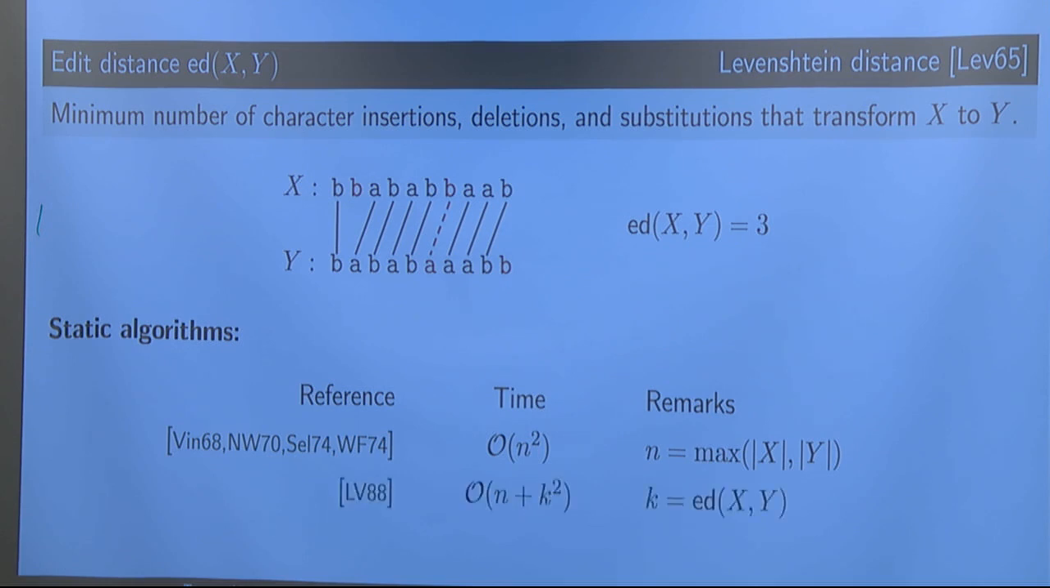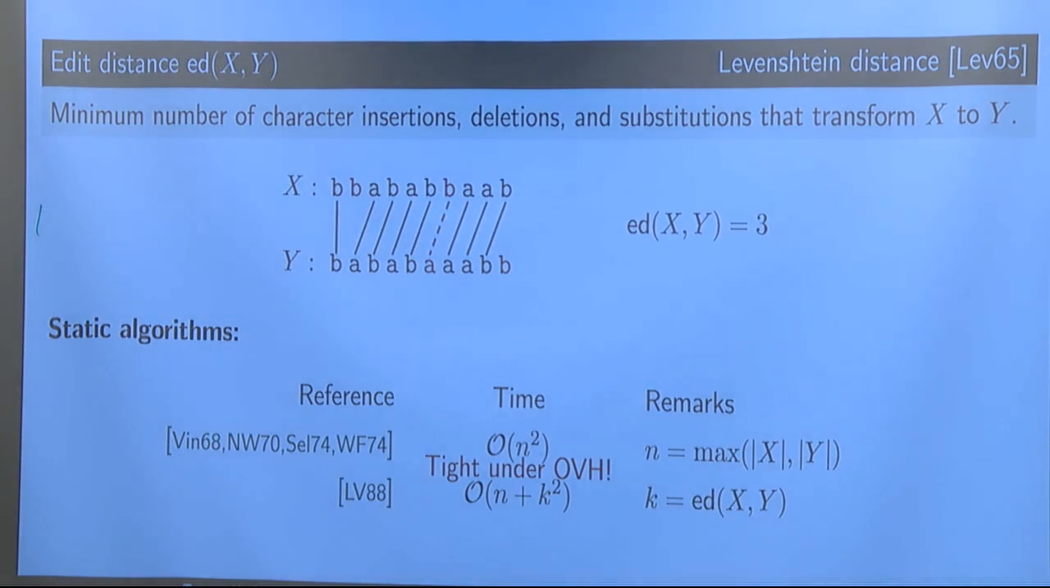But if the edit distance is smaller than that, we can do faster. In the late 80s, Landau and Vishkin devised an algorithm with running time n plus k squared, where k is the value of the edit distance, how many edits you need. And by now, we know that these running times are essentially optimal. There haven't been any significant improvements, only by some polylogarithmic factors.